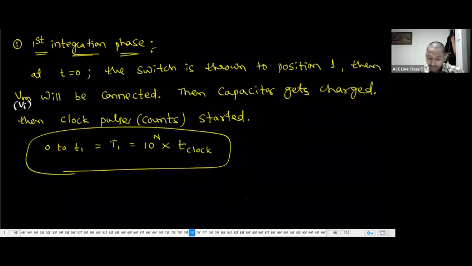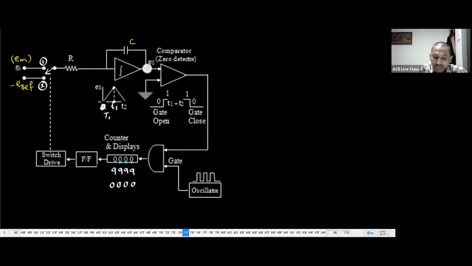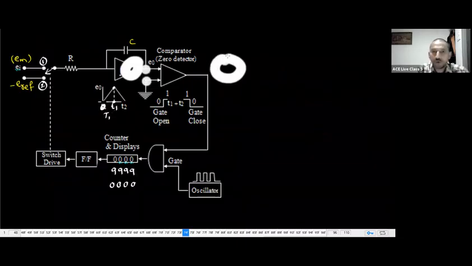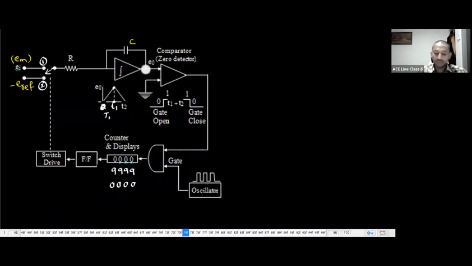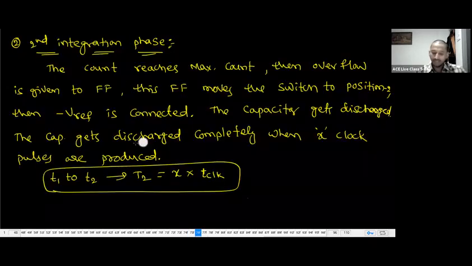Then what will happen here? If the capacitor is completely discharged, this will become zero. This is always zero. What is happening here? 0 and 0, same. Then 0 means low signal. Low signal means no output. The count will be stopped. That I'm writing here. Check it here, right? X clock pulses are produced.